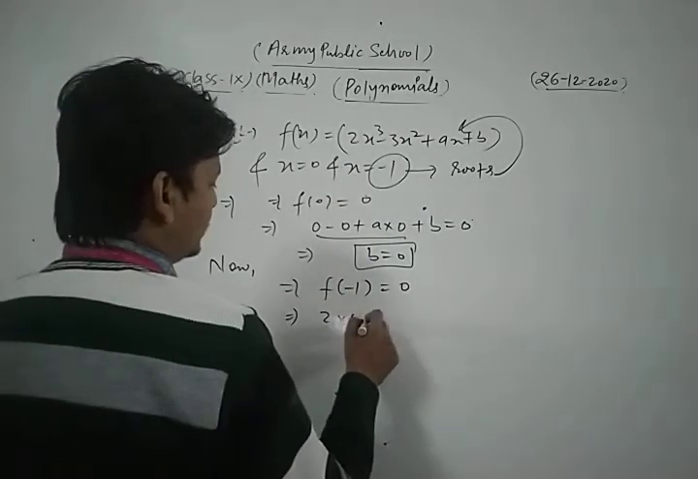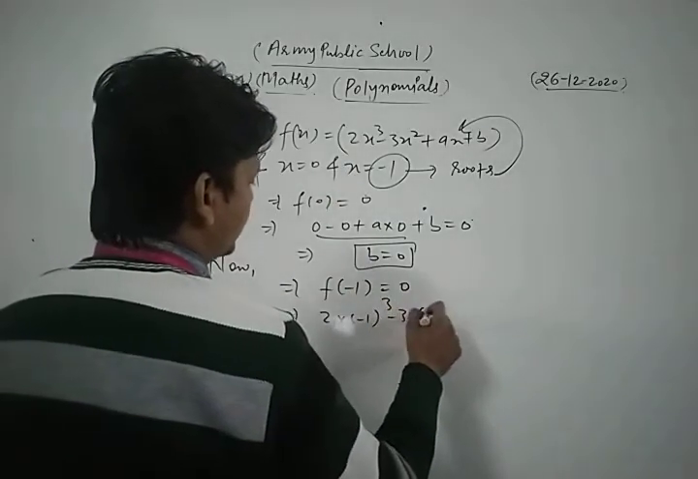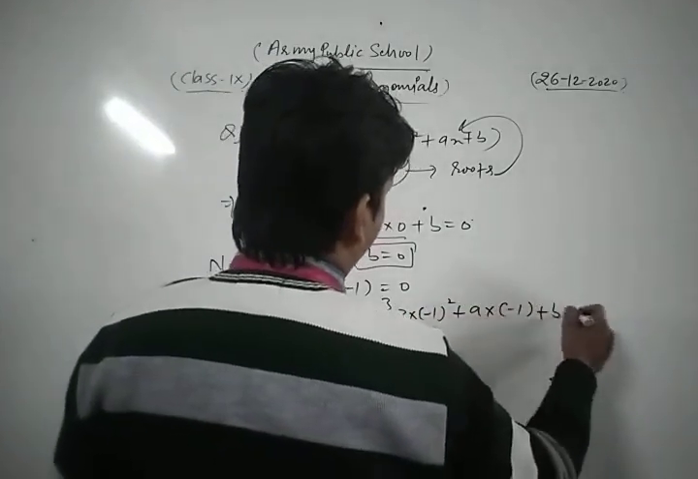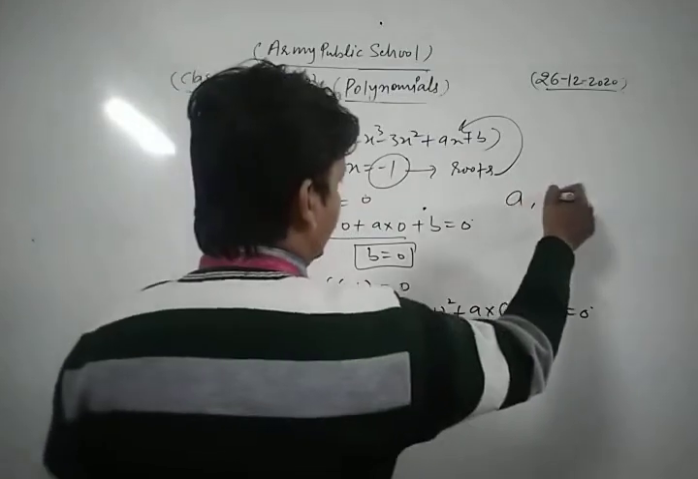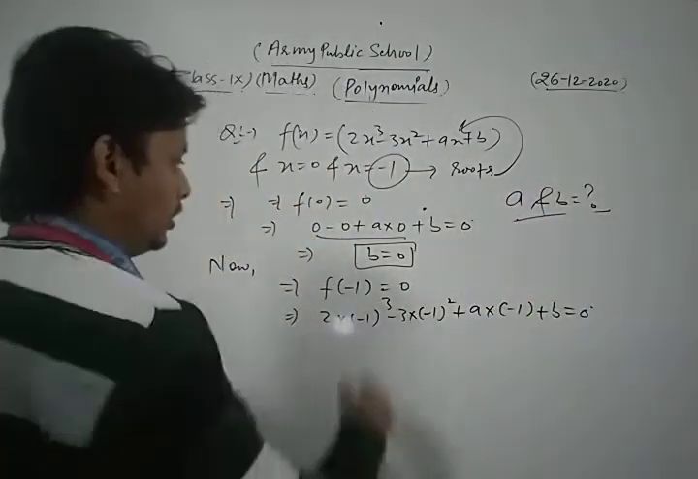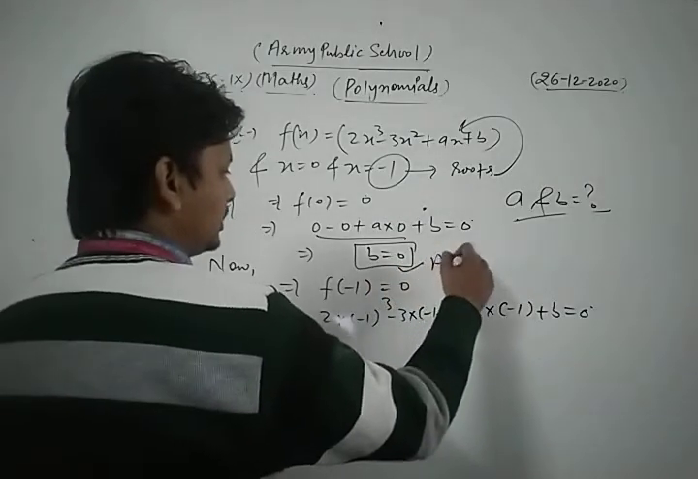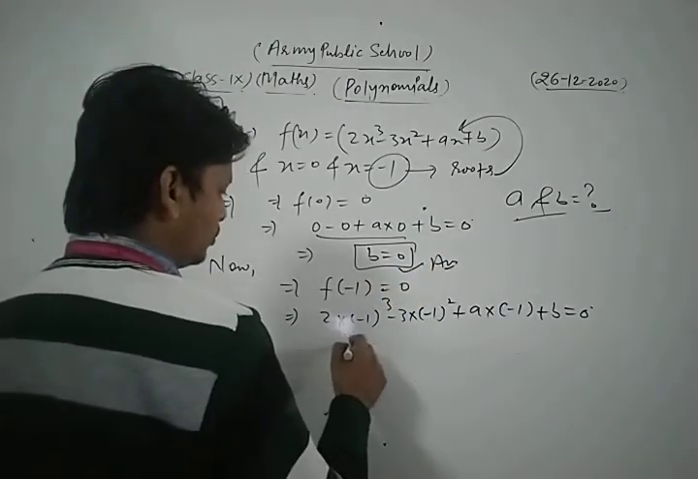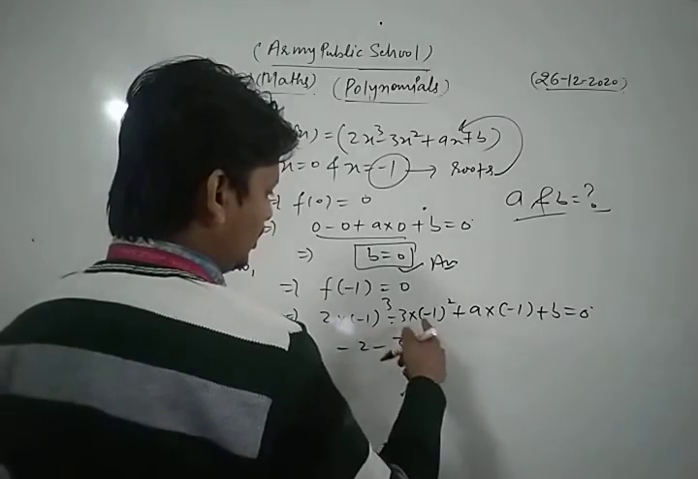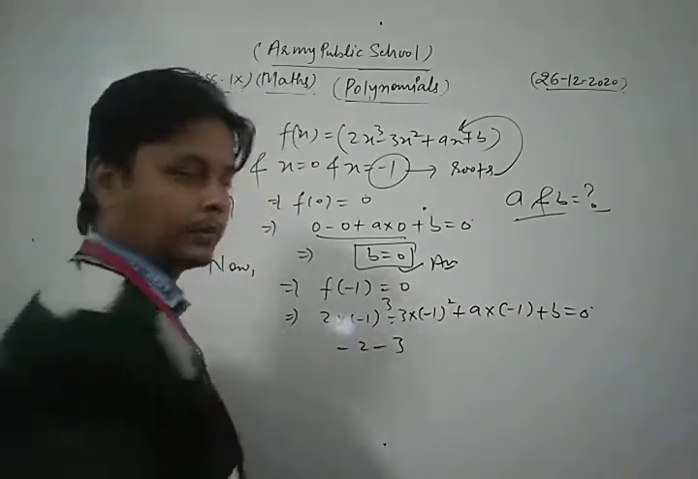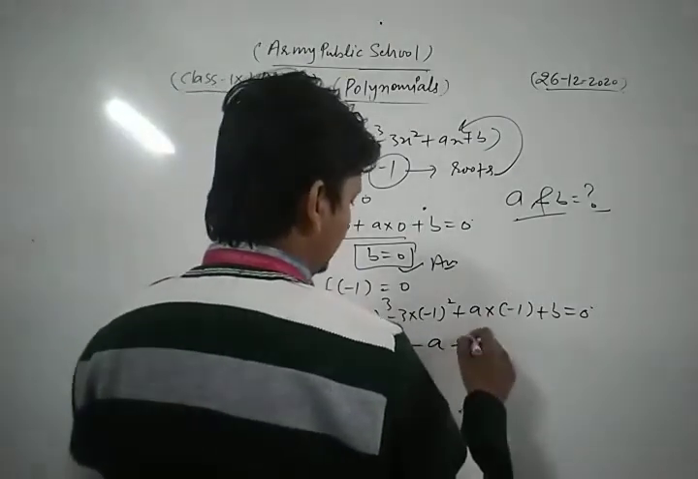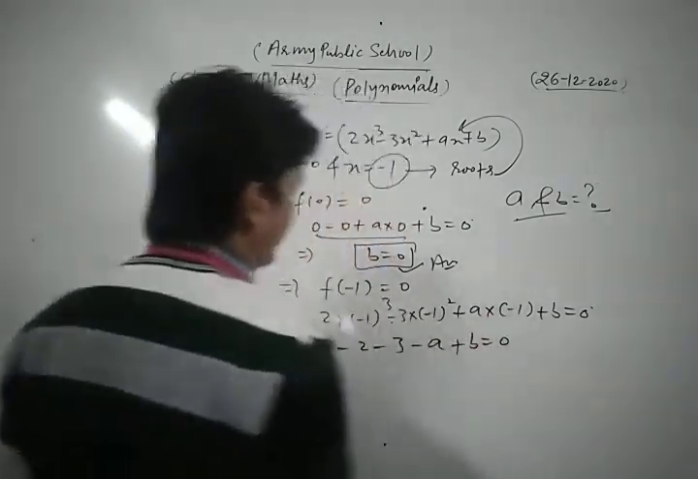So 2 into minus 1 cube minus 3 into minus 1 square plus a into minus 1 plus b is equal to 0. We find the values of a and b for that question. The value of b is 0. Now we simplify them: minus 2 minus 3, since minus 1 square is plus, then minus a, and b is equal to 0.